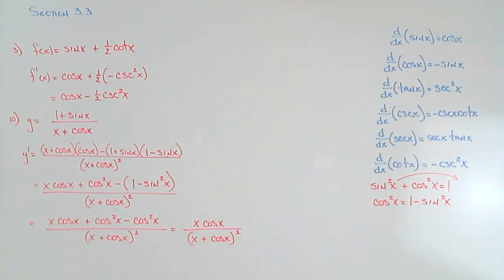So to do number 10, we had to remember a trig identity, right? Trig identities are going to be necessary for us to be able to simplify our solutions. We have to remember our trig identities. All right, so that was number 10.